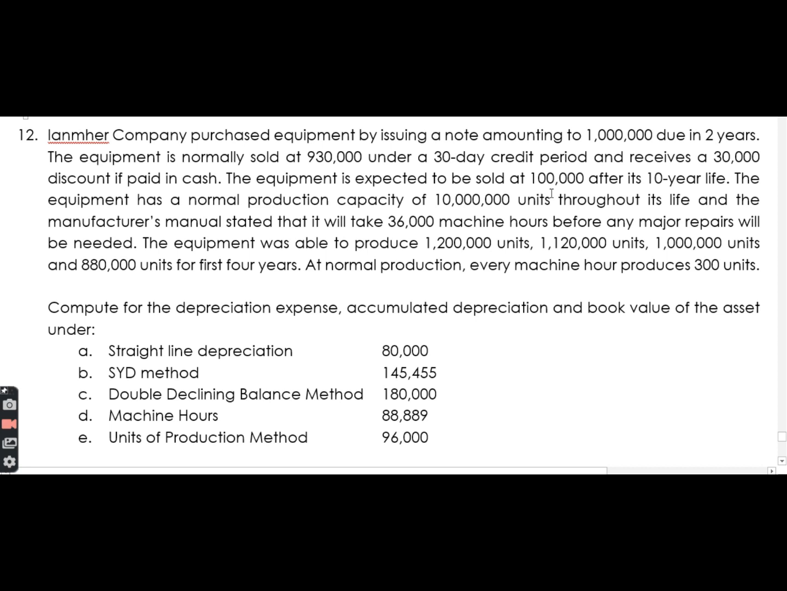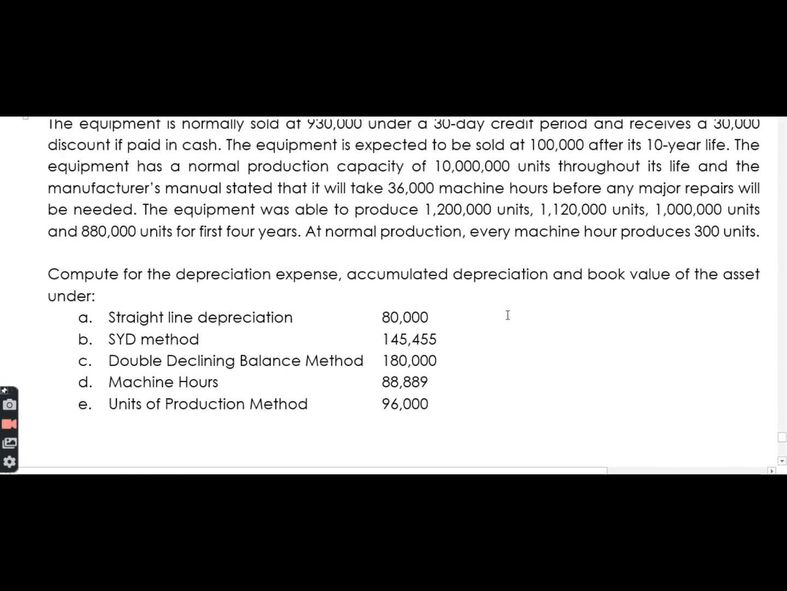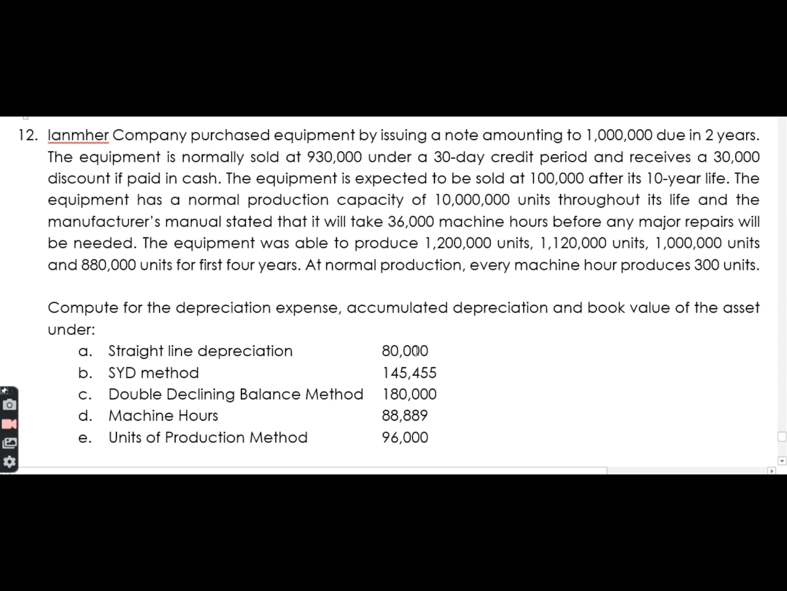The equipment is expected to be sold at 100 after its 10-year life. So, yun yung residual value. The equipment has a normal production capacity of 10 million units, or 36,000 machine hours, bago magkaroon ng major repair. Ito yung actual production. Tapos, ito yung binigay na machine hours na kailangan to produce units. Okay? So, sabi, compute the depreciation expense, accumulated depreciation and book value. Medyo mahaba-haba to. May mga table pang gagawin. Pero basically, bigyan na lang natin ng idea kung paano mag-compute.